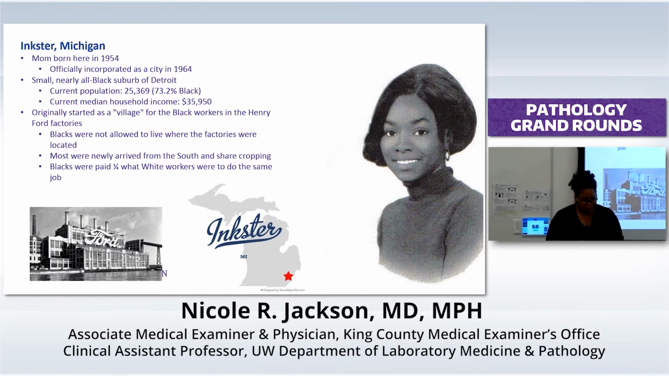Very low income. The Blacks were newly arrived from the South, from sharecropping, moved up for a better life. They were doing the same job as their white coworkers, making about a quarter of the money to do the same job. The houses that the Ford family built for these Black families were essentially made out of cardboard. A lot of health issues. But of course, the white factory workers didn't want them living in the same space.